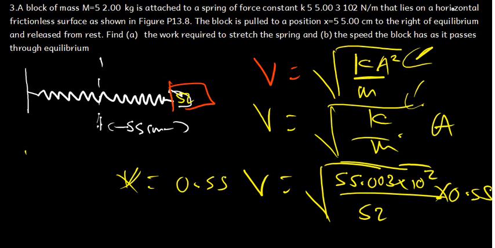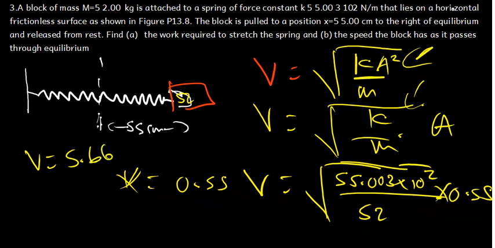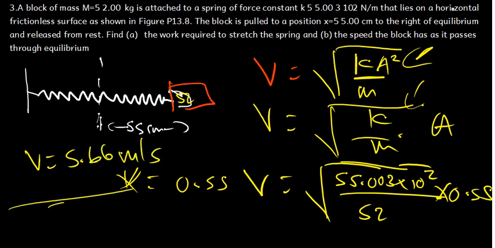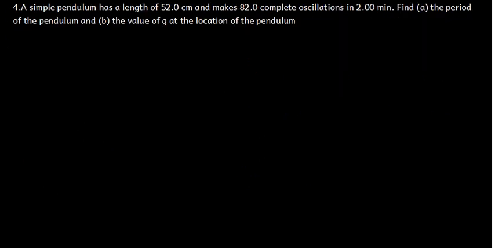So we have v is going to be equal to 5.66 meters per second. That is our velocity as it was passing through the equilibrium. Okay, that is it for this question. Then you have got number 4.